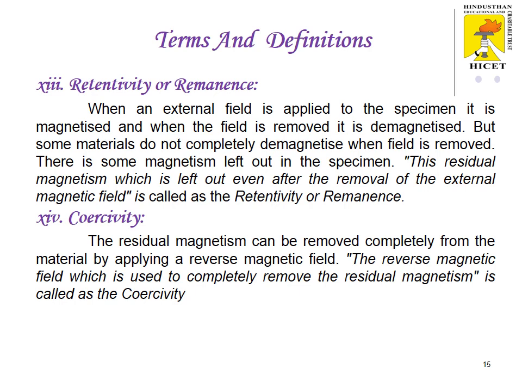The next definition is coercivity. The residual magnetism can be removed completely from the material by applying a reverse magnetic field. The amount of magnetic field which we have to apply to remove the residual magnetism is called the coercivity.